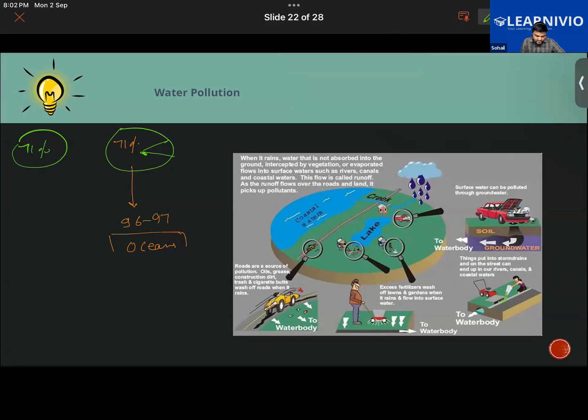Then we are left with 3% of water that is fresh water. Do you understand what fresh water is? Water that does not contain salt is called fresh water.